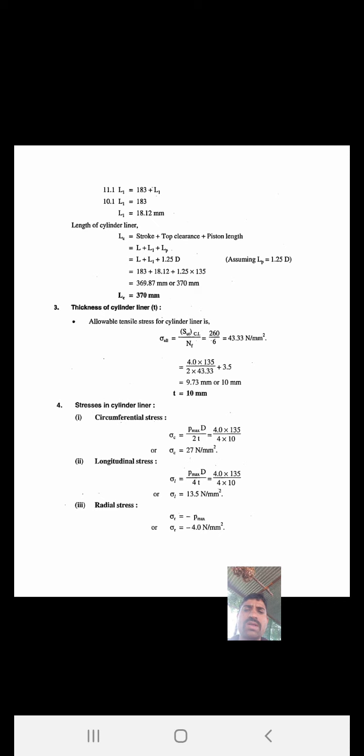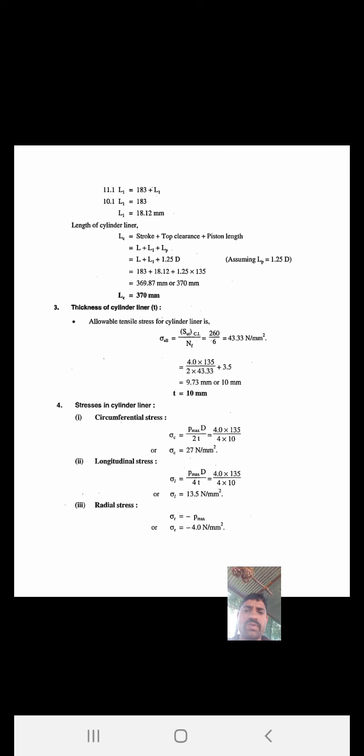Then we go on to the third item: determine the thickness of the cylinder liner. How to calculate the thickness? You know the formula: sigma all is equal to S_ut divided by N_f. We want to calculate sigma all, the allowable tensile stress for the cylinder liner. S_ut is given as 260, divided by 6, is equal to 43.33 Newton per mm square. You will get the sigma allowable.